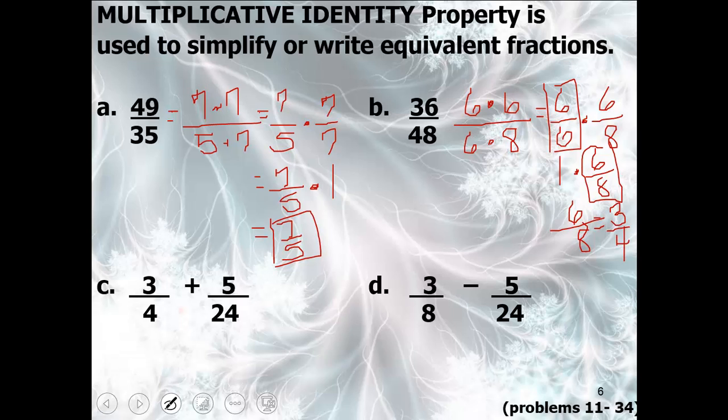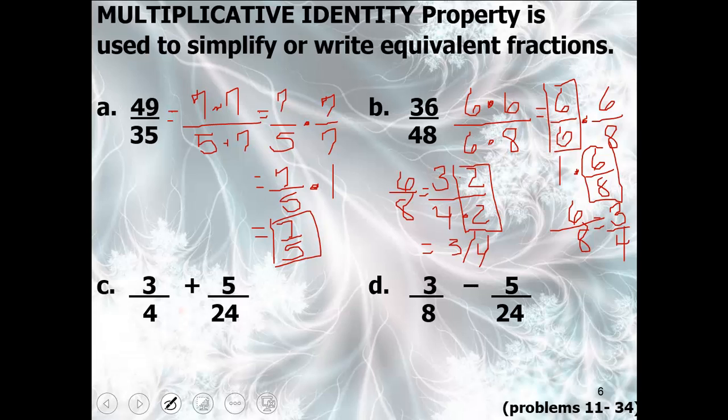Okay? Actually, we could go a step further. We could do it even more precisely. 6/8 is equal to 3 times 2 over 4 times 2. Here again is your multiplicative identity, 1. So you just end up with 3/4. Now, we also use this property when we're writing equivalent fractions, like when we have to find a common denominator. All right? Watch what we do.